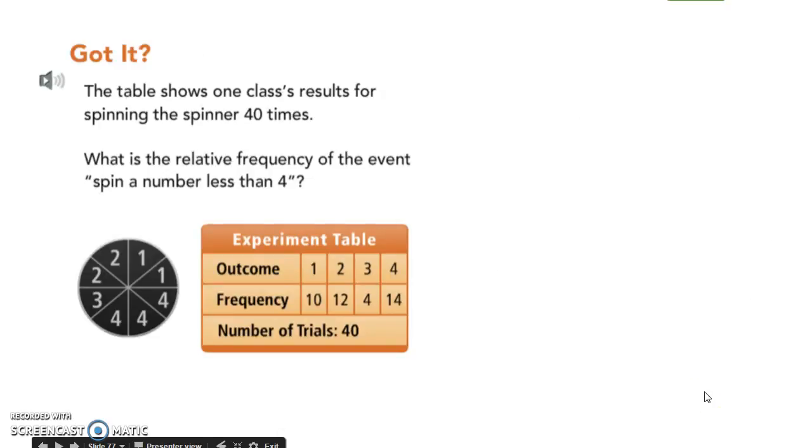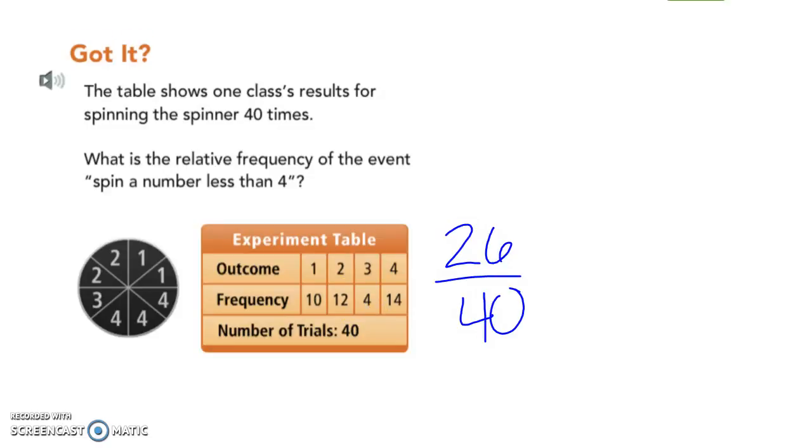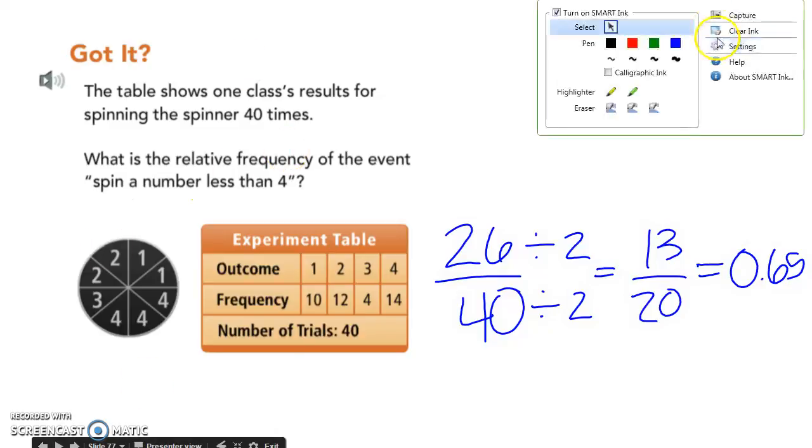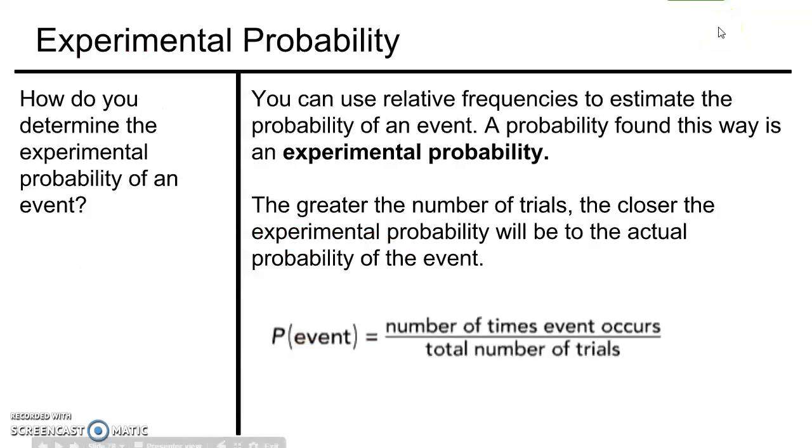So here, what is the relative frequency of spinning a number less than 4? We would add up the frequencies of spinning 1, 2, and 3. So 10, 12, and 4. That would give me what? 26 out of 40. And then depending on how they tell you to write it, they may tell you to write it as a fraction. In that case, we would just simplify and get 13 out of 20. Or they might say that you could write it as a decimal. In that case, it would be 0.65. That would be the relative frequency. You just have to read the directions to know what form they want it in. So that is relative frequency, which is just the same as experimental probability.